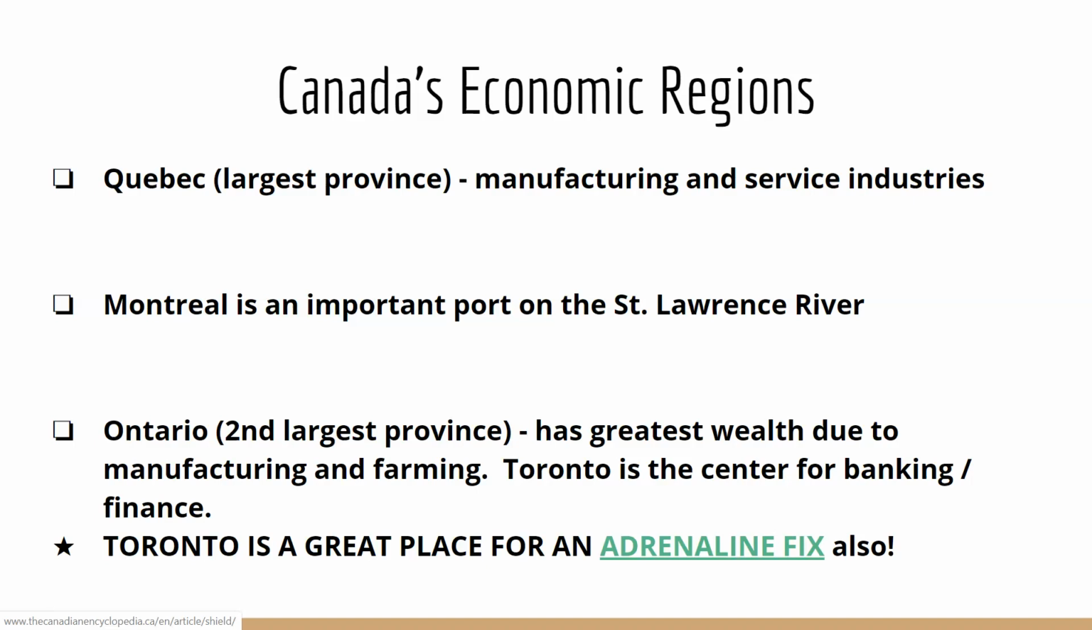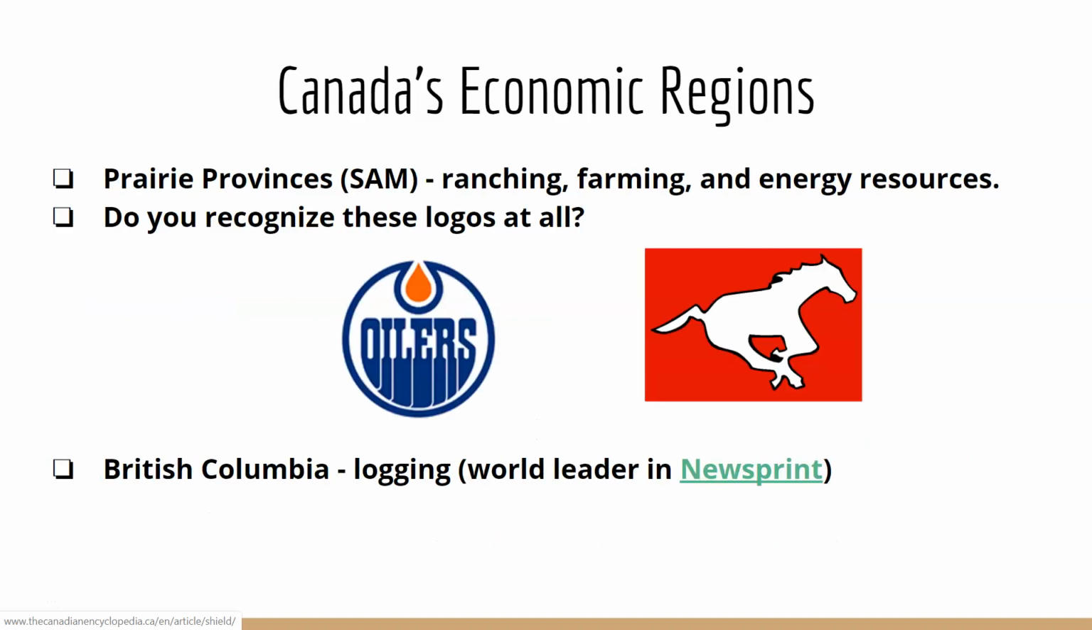Ontario is the second largest province, and it has the greatest wealth of all the provinces, and a lot of this is due to manufacturing and the farming that exists. Toronto, which is one of the largest cities in Canada, is also the center for banking and finance. So it has a very similar importance to, say, New York City in the United States, but just not on as high a level. And Toronto is also a great place for an adrenaline fix, so check out that link as well if you're curious about that.